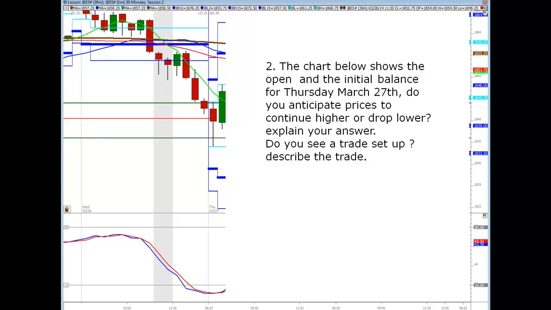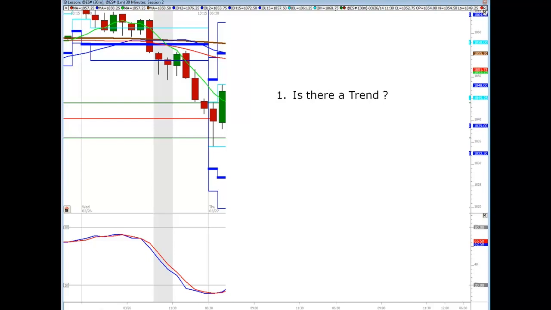Well, let's apply the same analysis we just did a couple of minutes ago to the prior chart and see how it fares in this case. Is there a trend? Well, it's kind of interesting here. If you take a look at what's been happening, prices have been dropping. In this case, I only see the 20 sloping down and the 50 below it. And they're very close together, again sort of affirming this idea that prices have been dropping.